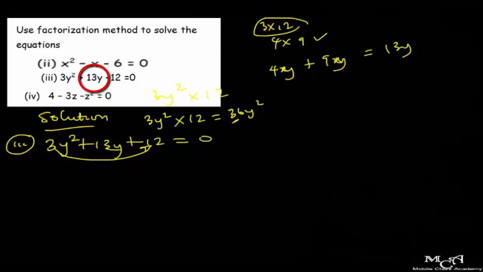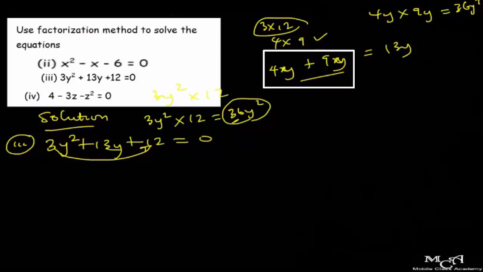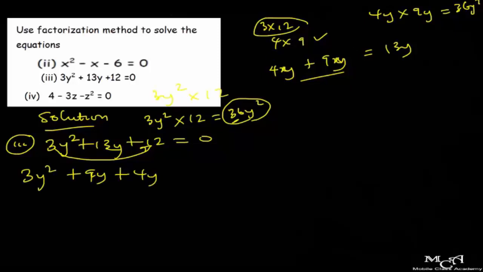If you still multiply it, 4y times 9y will give you 36y squared. So this is the factor we are going to use in place of the 13y we are having here. Anywhere you see 13y, you fix 4y plus 9y there. So this becomes 3y squared plus 9y plus 4y plus 12 equal to 0.